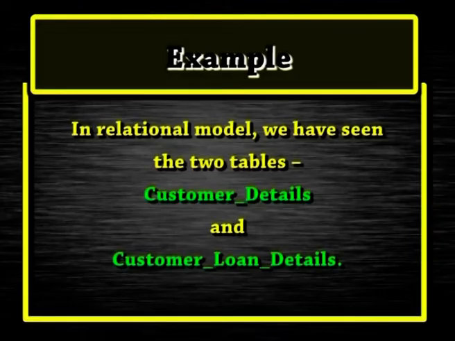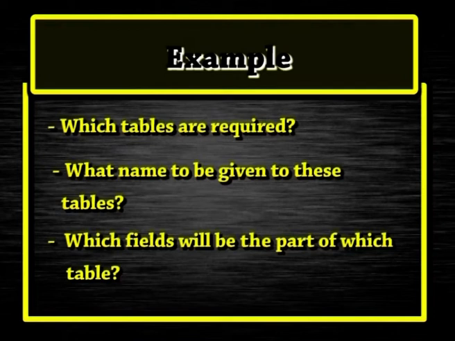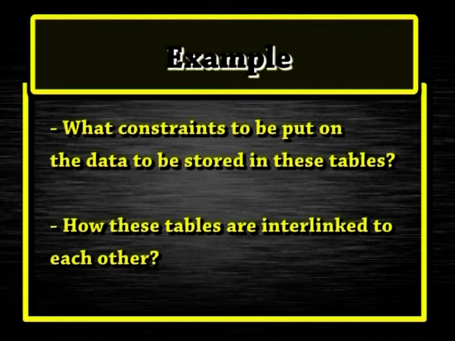For example, in the relational model, we have seen two tables, customer_details and customer_loan_details. So, thinking about which tables are required, what name to be given to these tables, which fields will be part of which table, what constraints to be put on the data to be stored in these tables, how these tables are interlinked to each other. All these tasks are done by database designers.